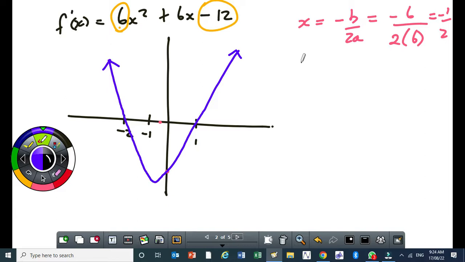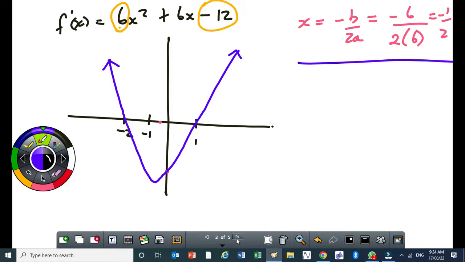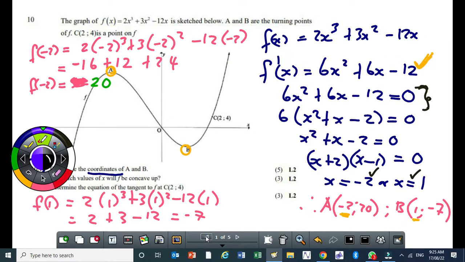Okay, look here. I'm saying we are connecting the first derivative and the original cubic function. We are connecting the two. So, I know that at the turning point here, what is the value of x? It's negative a half. I can get that value from the original cubic function, by using the two x values at the turning points.